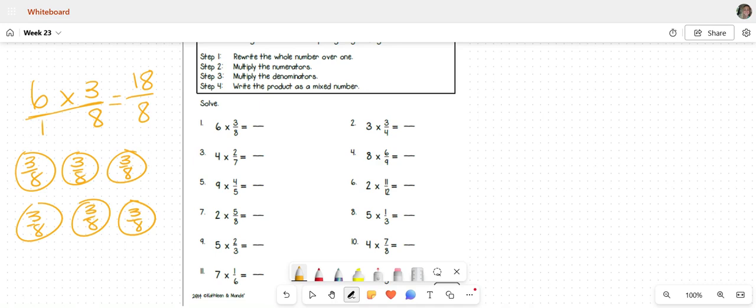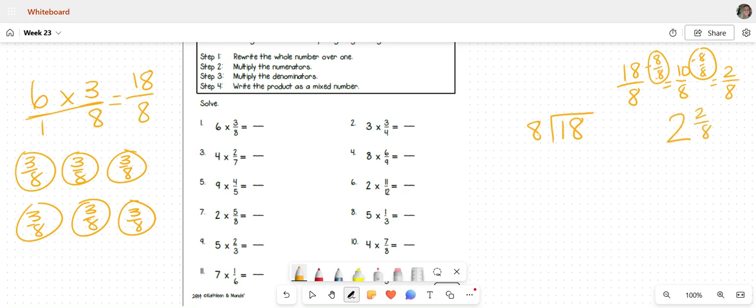To convert our improper fraction into a mixed number, we need to divide our numerator by our denominator or do repeated subtraction. So I'm going to be subtracting 8 eighths. That leaves me with 10 eighths. Doing it again, that leaves me with 2 eighths. So I go back and circle how many times I did that, and that was 1 and 2 times. And I'm left with 2 eighths.